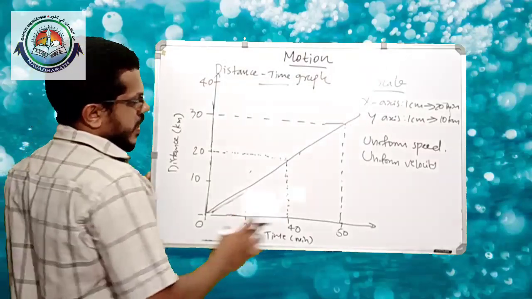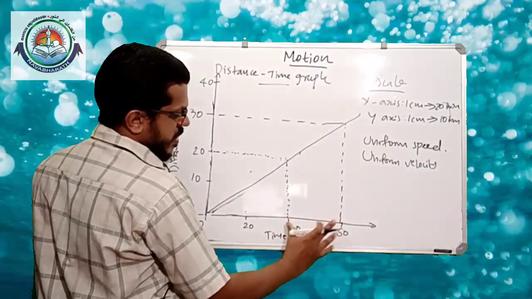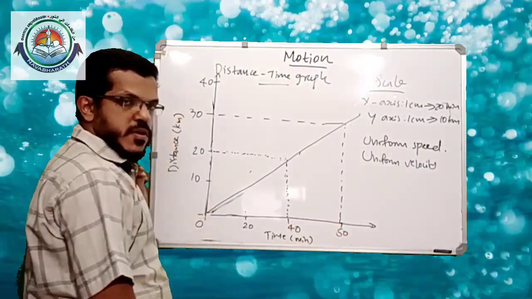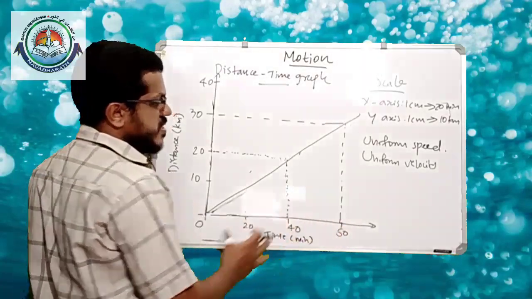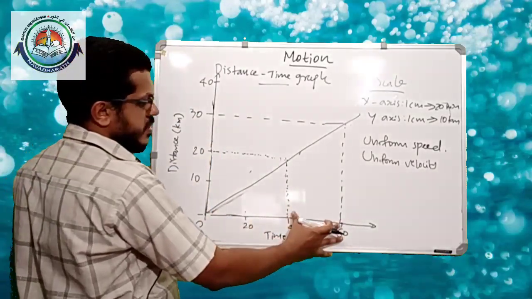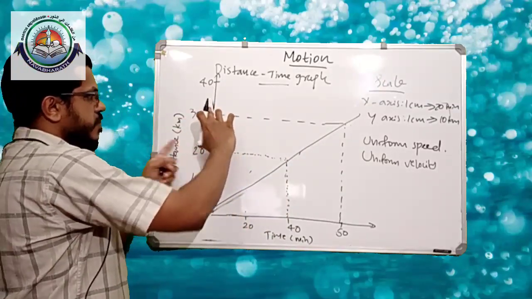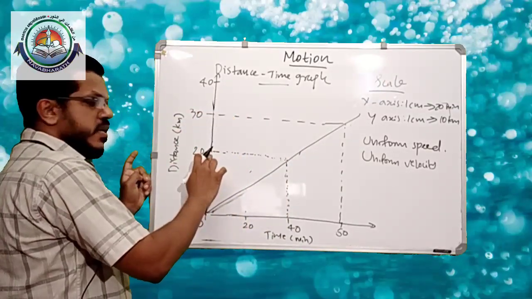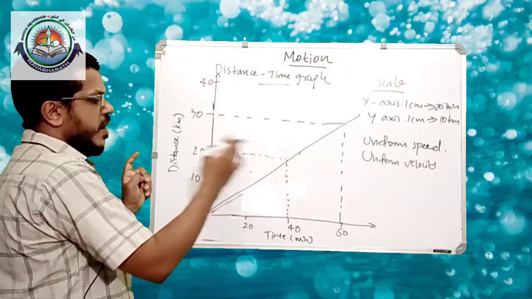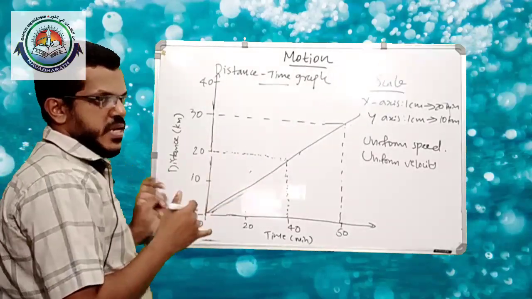Then, between the time interval 40 minutes and 60 minutes, what is the distance traveled by this object? We take it like this. Then the distance covered by this object is 30 minus 20, that is 10 kilometer. Okay, 10 kilometer is the answer.